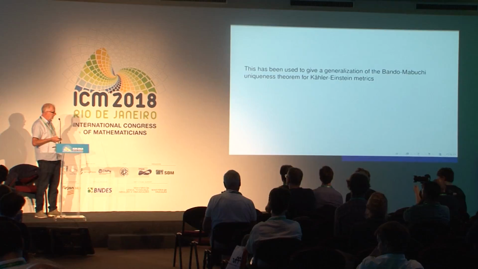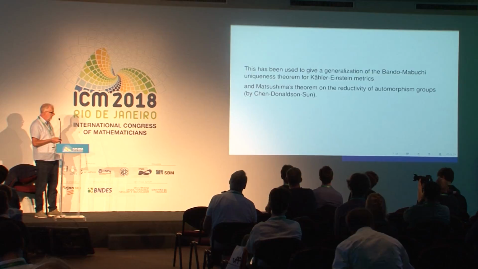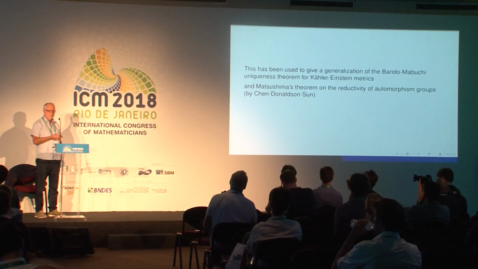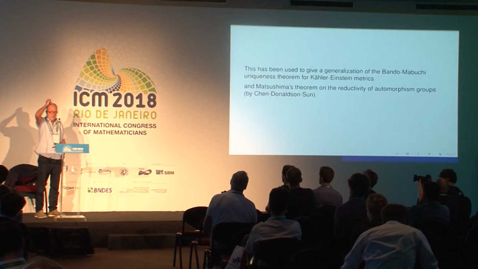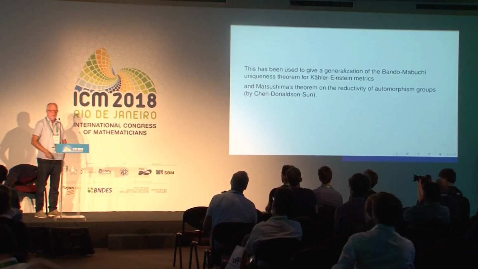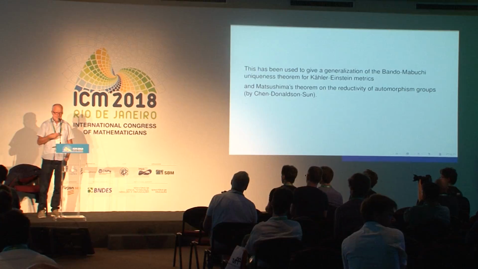And it has also been used by Chen, Donaldson, and Sun to give a generalization of Matsushima's theorem on the reductivity of the automorphism group, which was the first obstruction known to the existence of Kähler-Einstein metrics. So in both those cases, the generalization consists in looking at not just Kähler-Einstein metrics, but twisted Kähler-Einstein metrics. But I will not go into that.